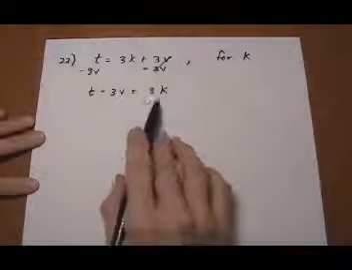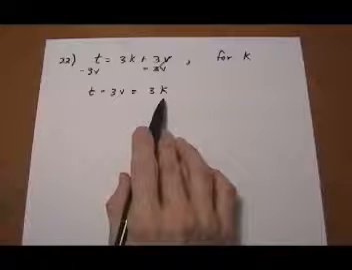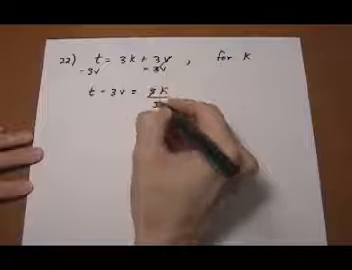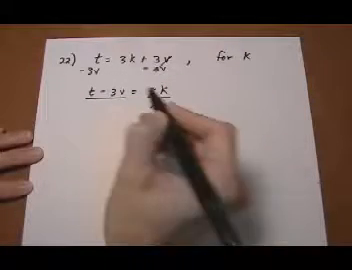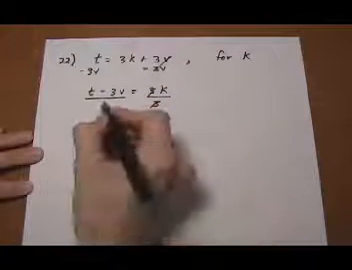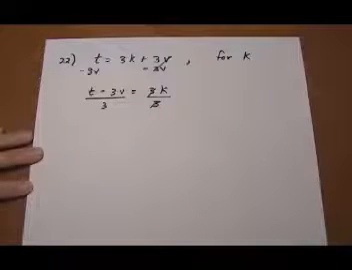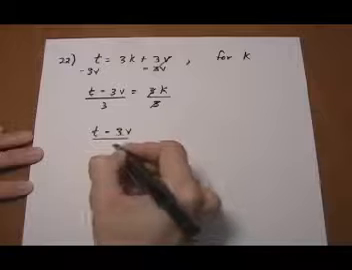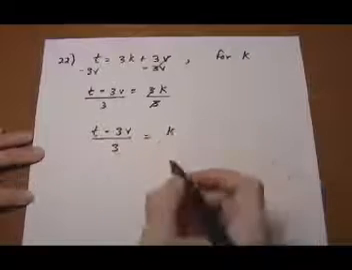The 3 is being multiplied onto the K, so the opposite will be divide. Divide it off. Cancels out to 1. Divide the entire left side by 3, not just one of the terms, but the whole thing. So we get T take away 3V over 3 equals K.